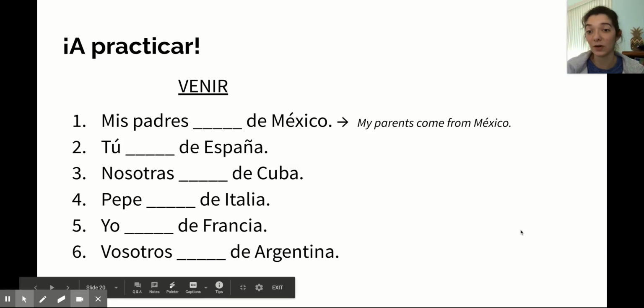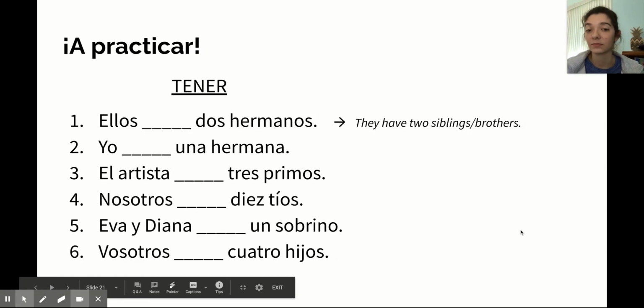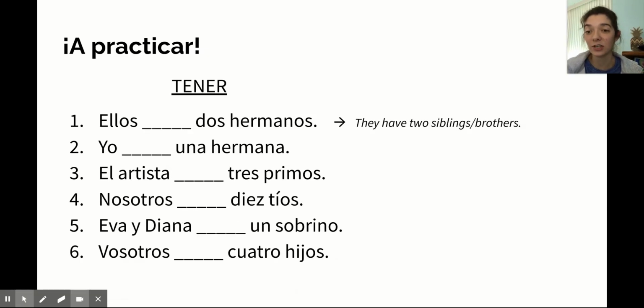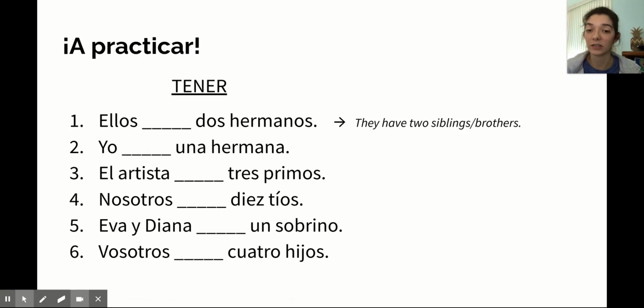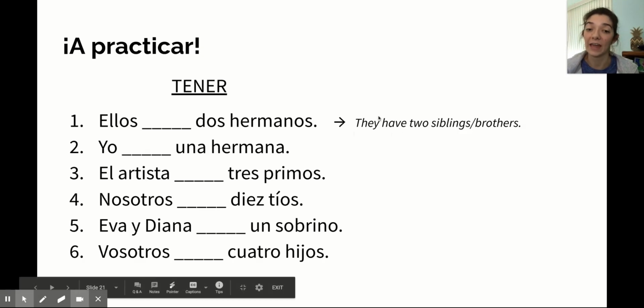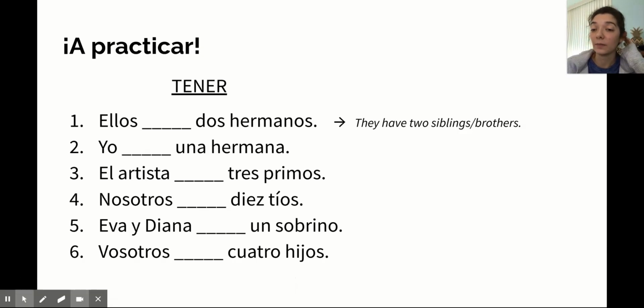Okay, now we're going to try it out with tener. Same thing. Conjugating tener. But it changes depending on the person, right? And look at the translation. They have two siblings, because tener means to have. So take some time to conjugate those verbs.